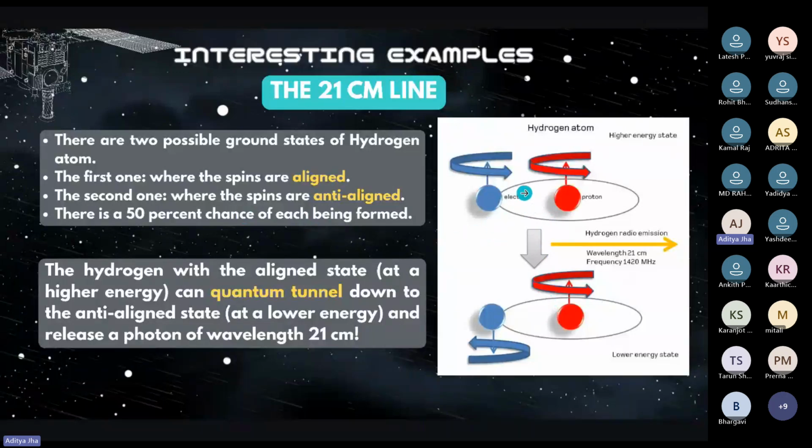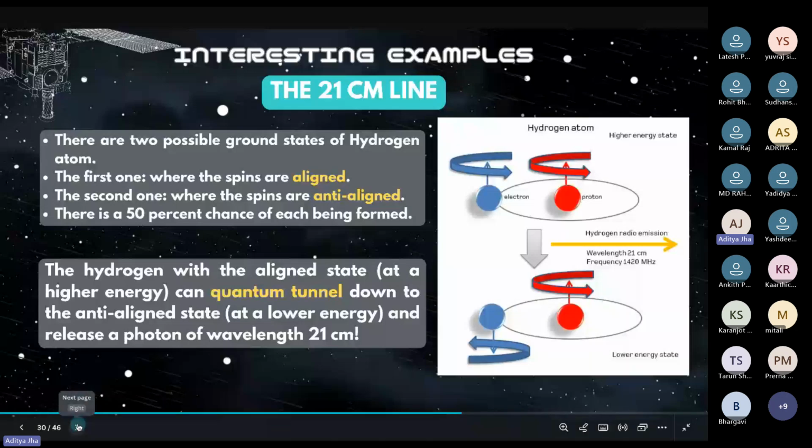Now, the one where they're aligned is at a higher energy, and it can quantum tunnel down to the lower energy, which is the anti-aligned state, and release a photon of wavelength 21 centimeters. So it's losing energy and releasing a photon of 21 centimeters.